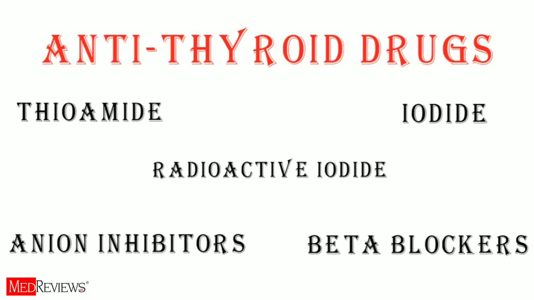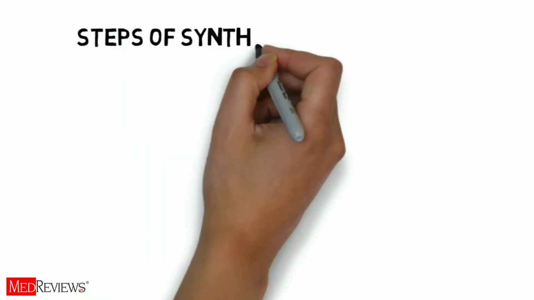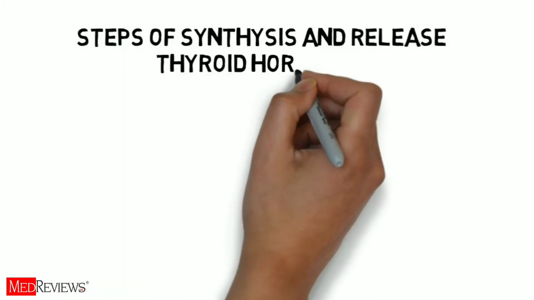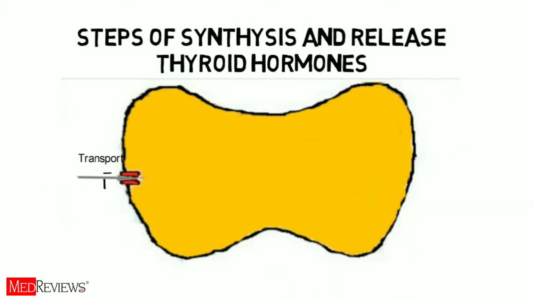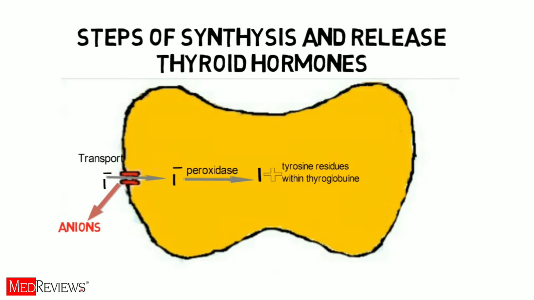To understand the mechanism of anti-thyroid drugs, we first talk about the steps of synthesis and release of thyroid hormones. First step is the transport of iodide into the thyroid gland by the sodium iodide symporter. This can be inhibited by anions. Second step, the iodide is oxidized by thyroidal peroxidase to iodine, which rapidly iodinates tyrosine residues within thyroglobulin, in the organification process, to form monoiodotyrosine and diiodotyrosine.